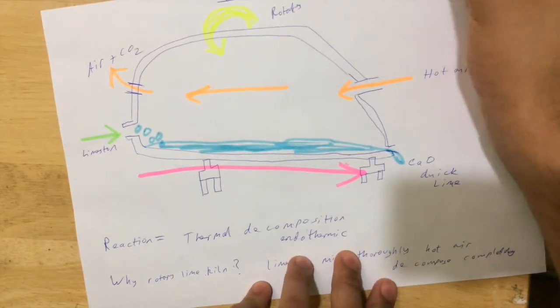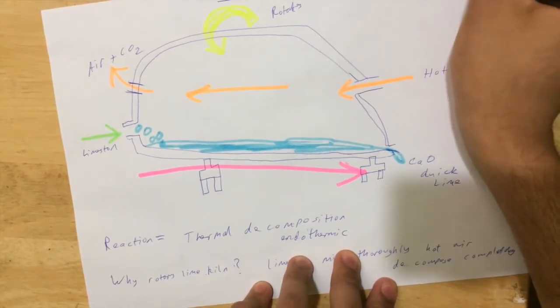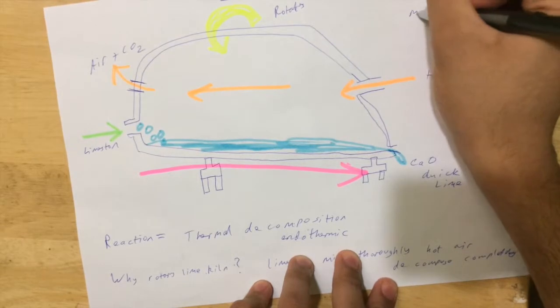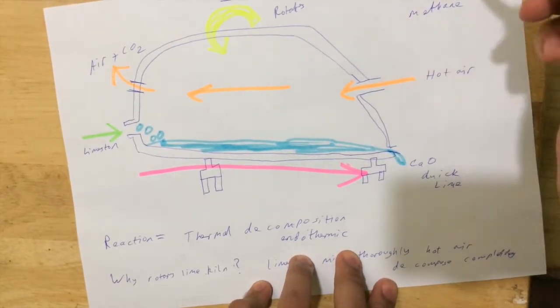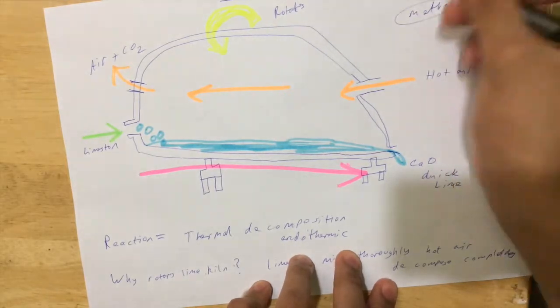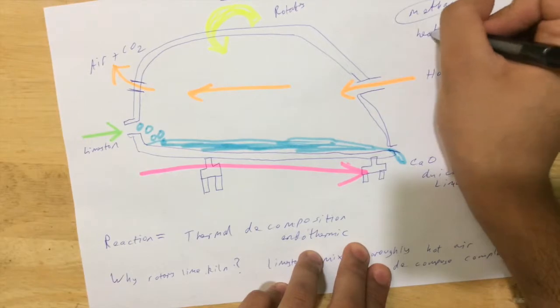Now, sometimes it's not used in a rotary kiln, sometimes it's just used in a normal lime kiln, in which case the kiln does not rotate. Sometimes also methane is added instead of hot air, because methane is a fuel, and so it burns to release heat energy, and that's where you get your heat from instead of the hot air.